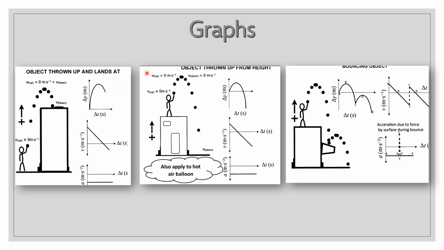This is an object thrown up from a height. Initial velocity 0, maximum is also 0. Your three graphs. This is a bouncing object. So as you can see, the ball goes from there, it bounces here and then goes down. Here are your three graphs.